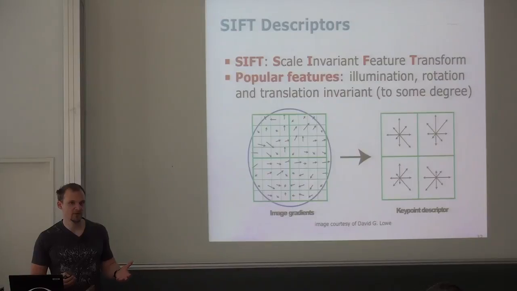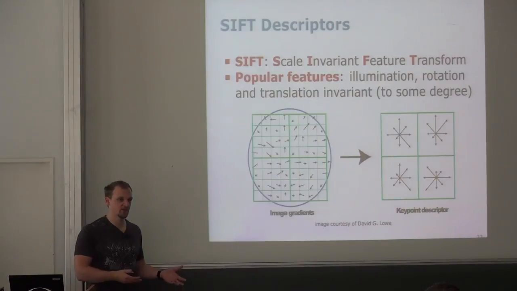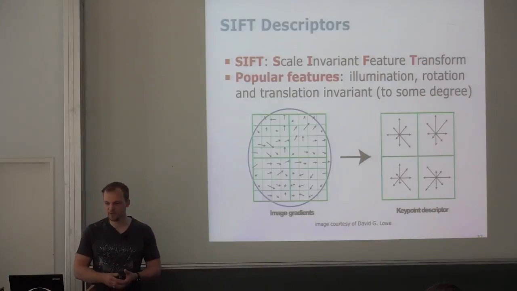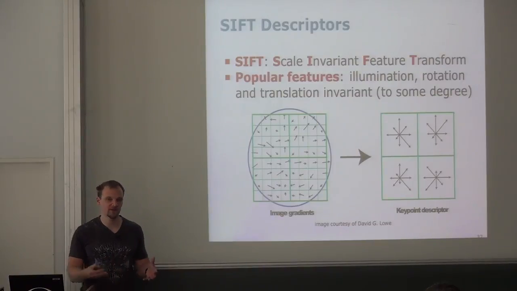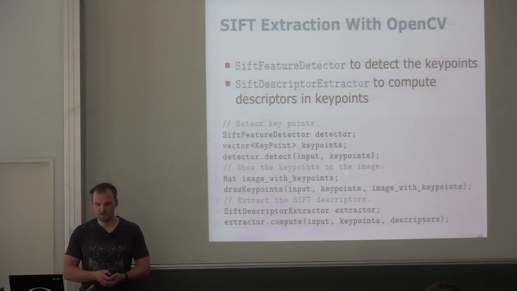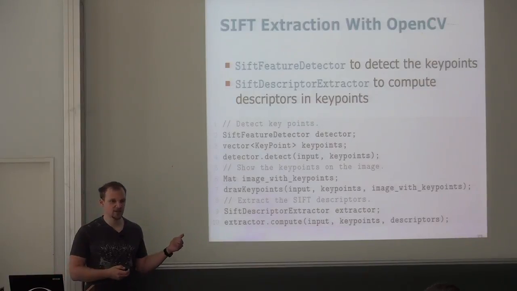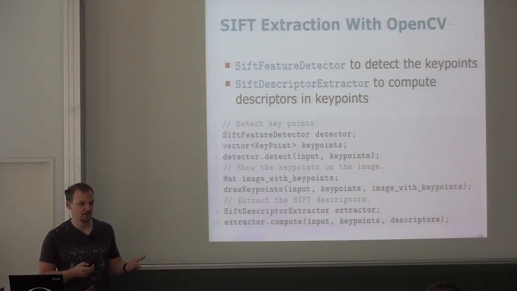So SIFT is one of the most used descriptors, or was one of the most used descriptors until recently. Now there are better descriptors that are trained with deep neural nets, but they work much slower, so it's still a very, very valid concept. And we're going to be using that in our course. So if you want to extract SIFTs with OpenCV, you can do that. There is a SIFT feature detector, a class in OpenCV, and you need to detect the key points.